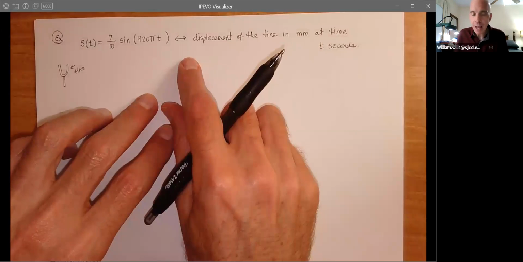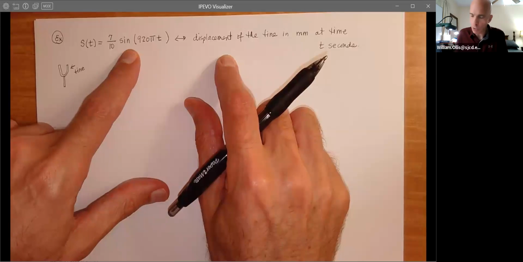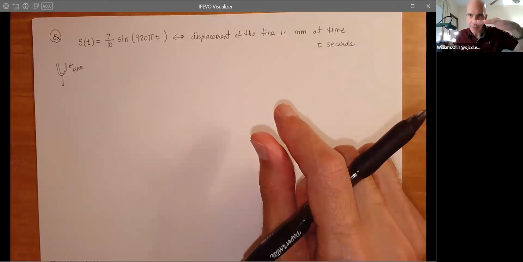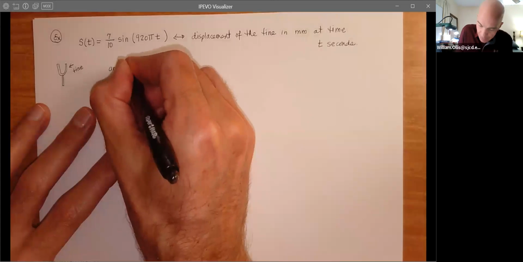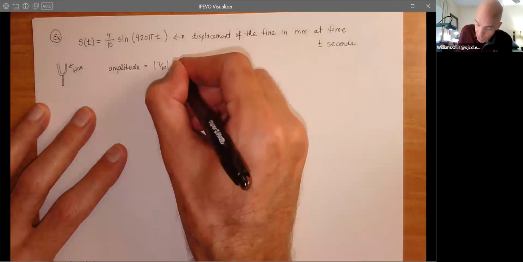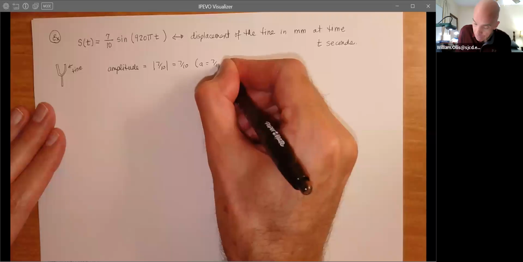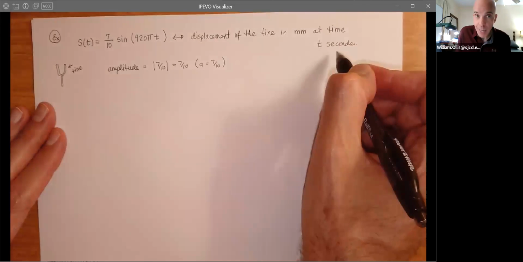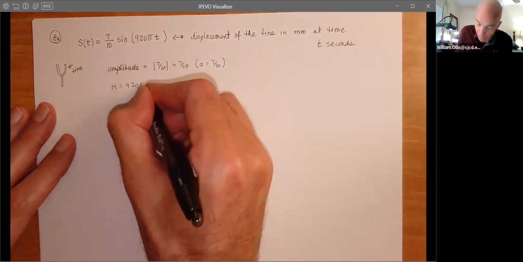And so what we have here is a function that's similar to what we've been graphing, but the numbers look a little bit different. So here's what we're asked to do. You've got this tine that vibrates like this, and let's write down the amplitude. The amplitude will be the absolute value of 7/10, which is 7/10, because A is 7/10. There's no horizontal shift here. And notice the independent variable is t for time in seconds. Let me just write K equals 920 pi.